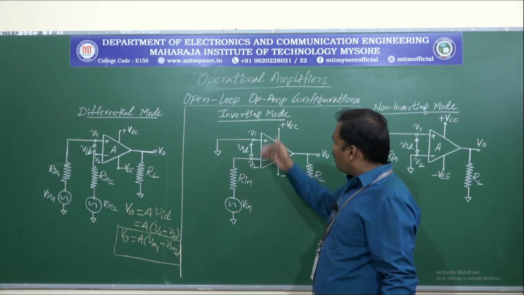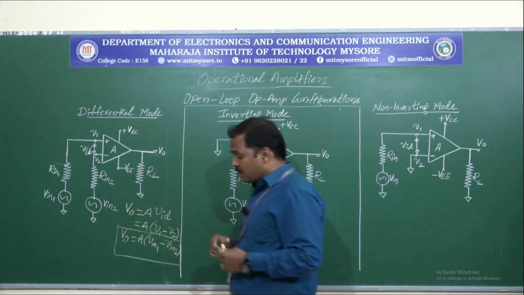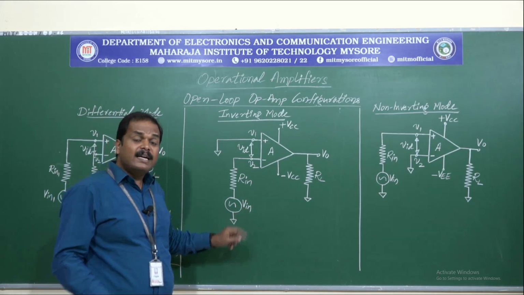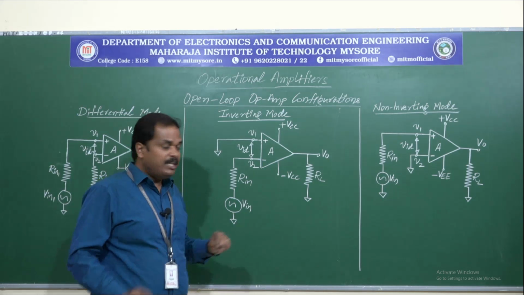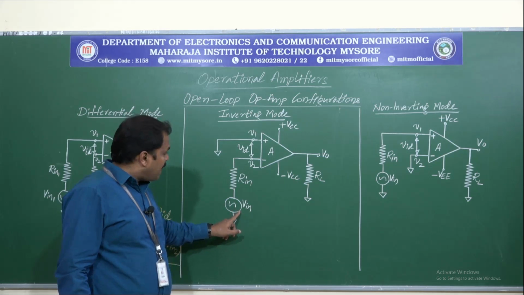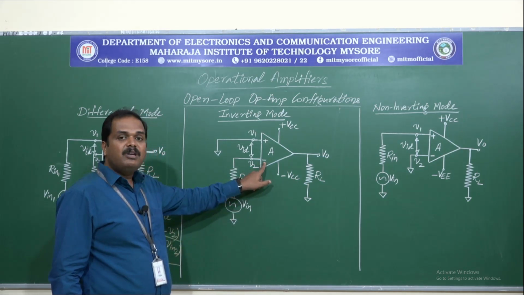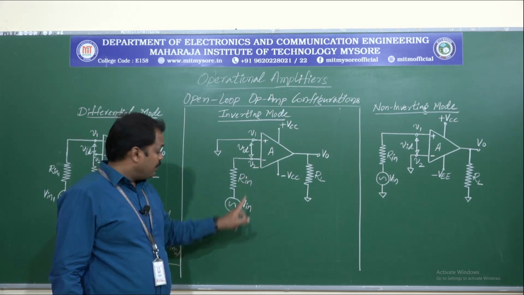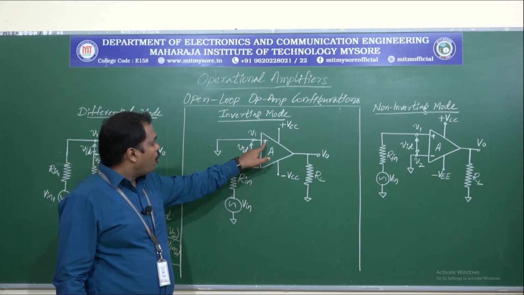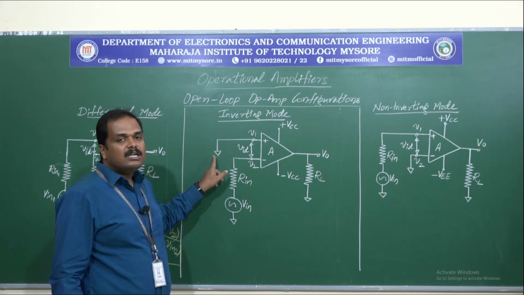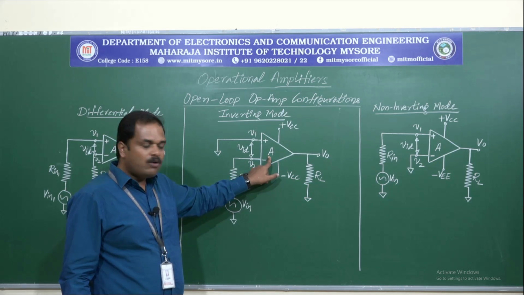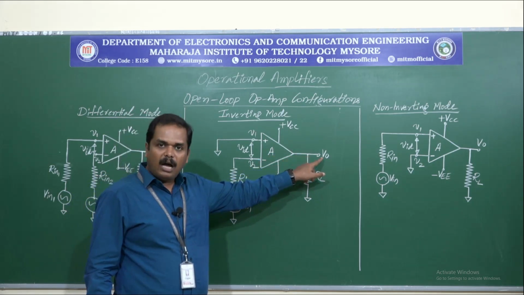Now the next type of mode is the inverting mode, and as we can see here in this diagram, there is only one input, whereas in the differential mode we had two inputs. In inverting mode we will be having only one input signal source, that is V in, which is applied to the inverting terminal V2. Yes, so the input signal V in is applied to the inverting terminal V2, whereas the non-inverting terminal V1 is grounded.